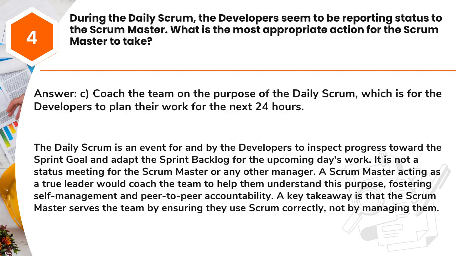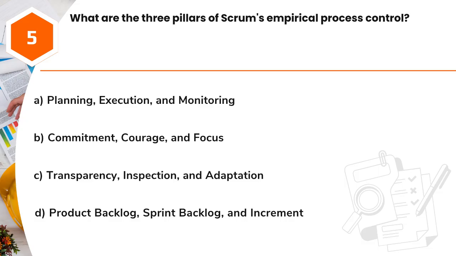The daily Scrum is an event for and by the developers to inspect progress toward the sprint goal and adapt the sprint backlog for the upcoming day's work. It is not a status meeting for the Scrum Master or any other manager. A Scrum Master acting as a true leader would coach the team to help them understand this purpose, fostering self-management and peer-to-peer accountability. A key takeaway is that the Scrum Master serves the team by ensuring they use Scrum correctly, not by managing them.